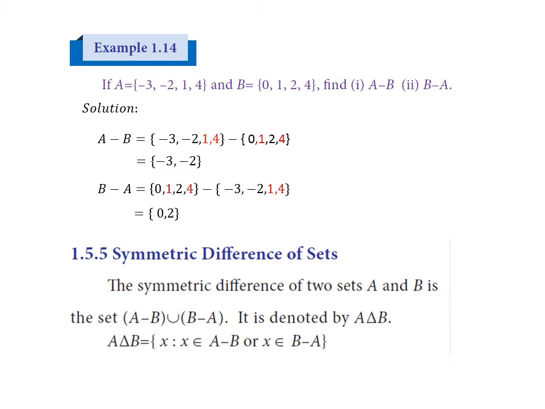Next, symmetric difference of two sets. The symmetric difference of two sets A and B is the set A minus B union B minus A. It is denoted by A delta B. A delta B is equal to the set of all x such that x belongs to A minus B or x belongs to B minus A. So in the above example we calculated A minus B and B minus A. Those two answers you have to write together. That will give you the A delta B. A minus B union B minus A.